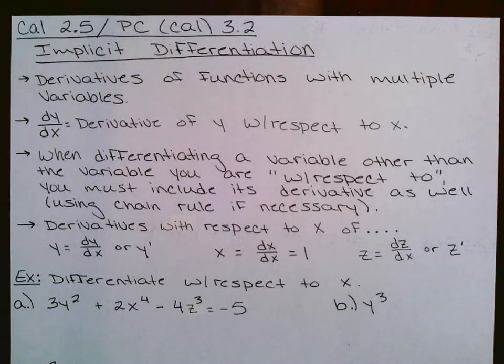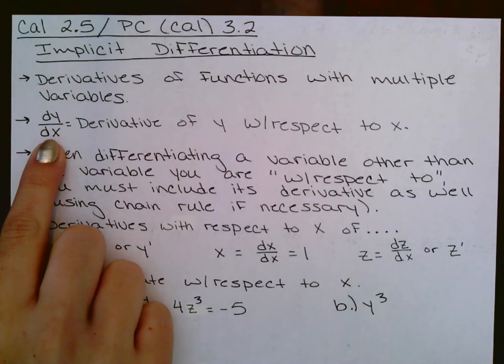So implicit is just a fancy word for doing a derivative of a function that has multiple variables. Like the balloon has the variable of the radius, the diameter, the circumference. We're going to start seeing it first initially just with x, y, or x, y, and z. Okay? So let's look at this notation really quick, very important.